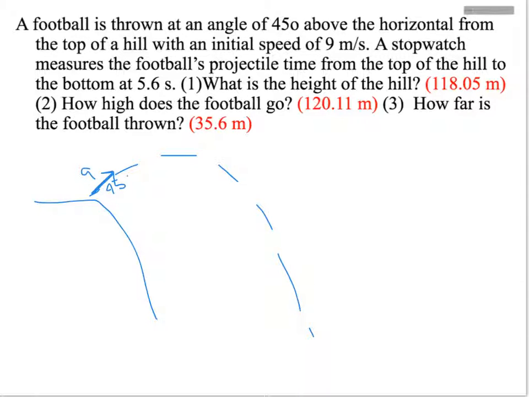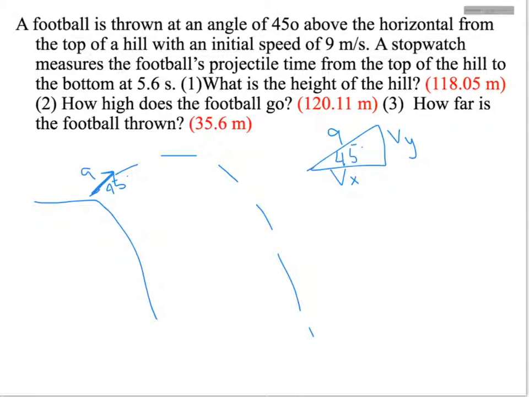So I'm already going to know that I'm going to have to make a triangle, and have to solve probably for the horizontal velocity and the vertical velocity. It says a stopwatch measures the football's projectile time from the top of the hill, from here all the way down to the bottom, it takes 5.6 seconds. And it wants to know what is the height of the hill, how high does the football go, and how far is the football thrown, so the range.